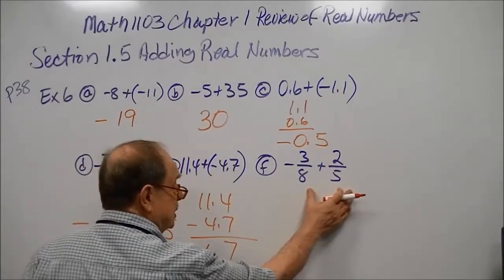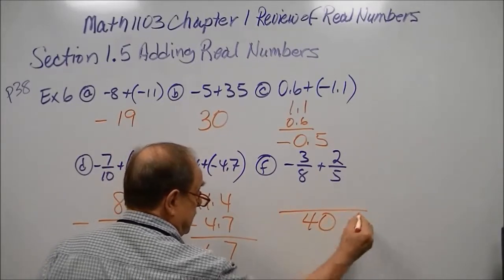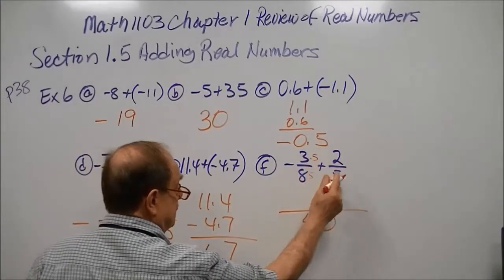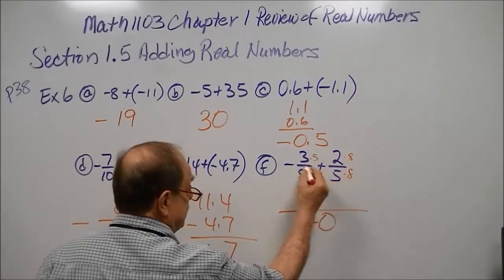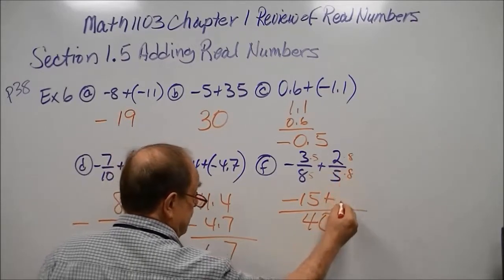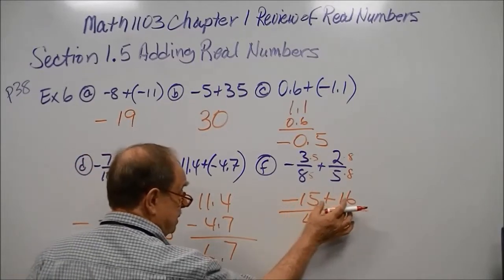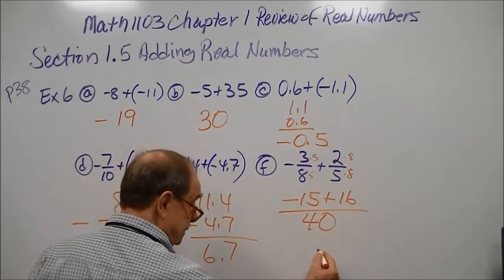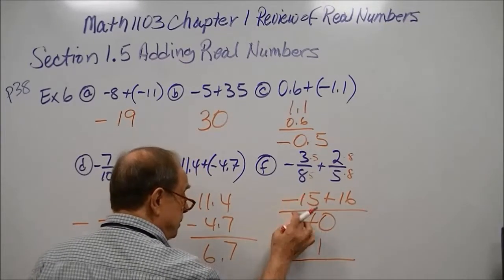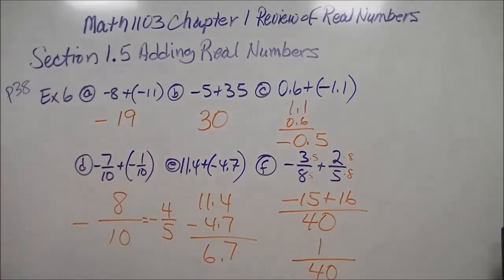Here we have to have common denominators, which happens to be a 40. So using the technique we had the other day, multiply that by 5. 5 over 5 is 1. We're going to multiply that by 8. So this will be a negative 15 plus 16. Notice 15 take away from 16 gives us a 1. Again, the larger absolute value would be the 16. We're going to subtract 15. We get a 1. 1 over 40 is our final answer.